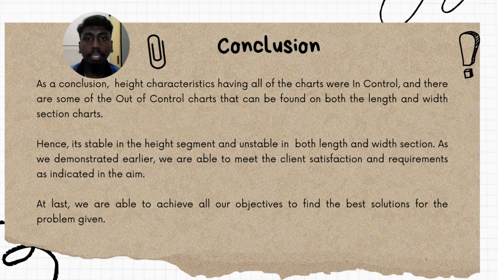As a conclusion, for the height characteristic, all the charts were in control, and there are some out of control charts that can be found in both the length and width sections. Hence, it is stable in the height segment and unstable in both the length and width sections. As we demonstrated earlier, we are able to meet the client satisfaction and requirement as indicated in the aim. At last, we are able to achieve all our objectives to find the best solution to the problem given. Thank you.